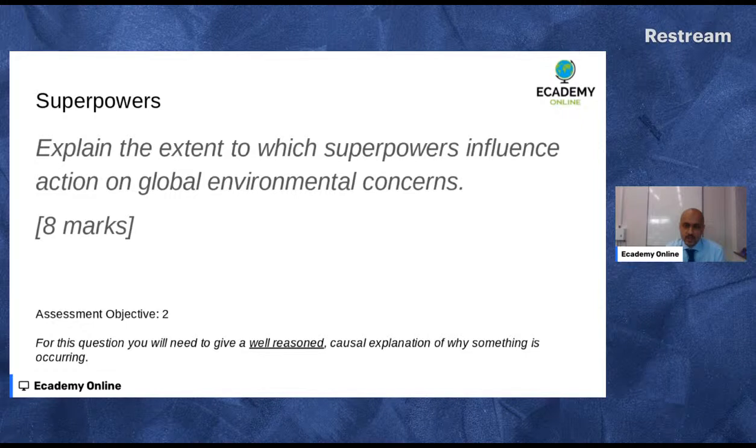So first question: explain the extent to which superpowers influence action on global environmental concerns. I'm going to let you quickly jot that question down, and then we'll break this question down and try to understand what's going on in it.